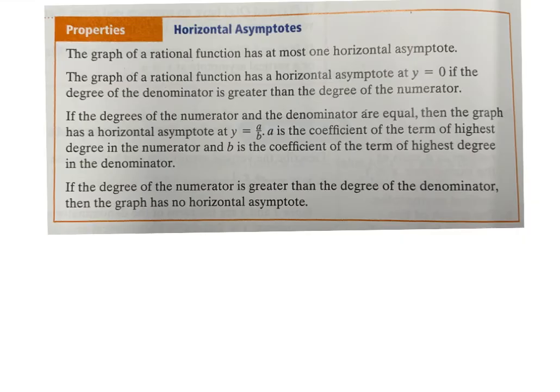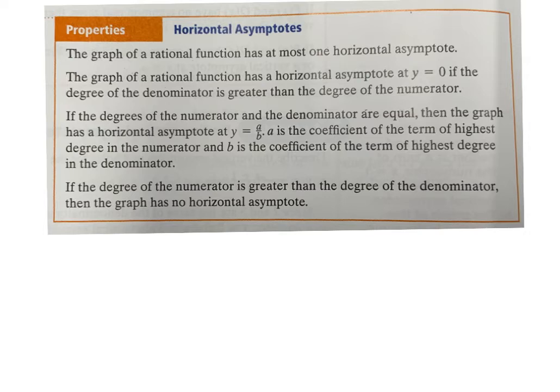All right, so there are actual shortcuts to this. A graph of a rational function has at most one horizontal asymptote. So vertical, you can have multiple, and we have seen that. But for horizontal, the most you will have is 1. You can have none. But at most you will have is 1. If the graph of a rational function has a horizontal asymptote at y equals 0, if the degree of the denominator is greater than the degree of the numerator.